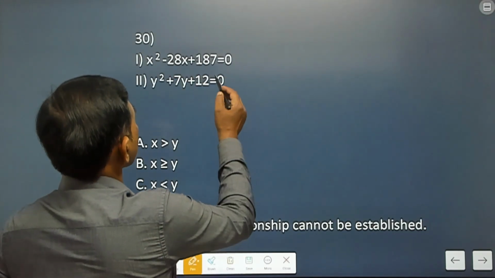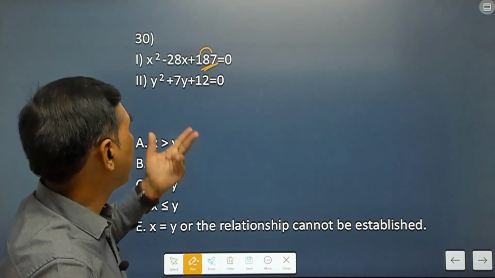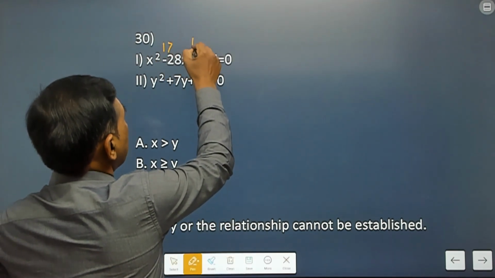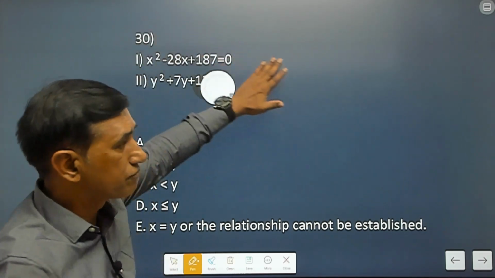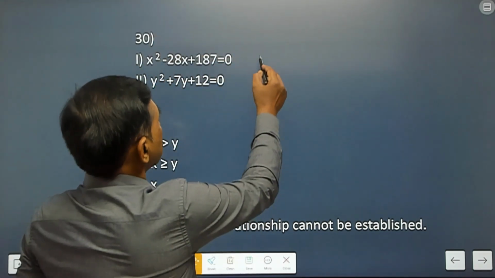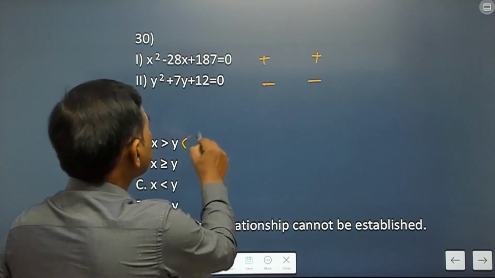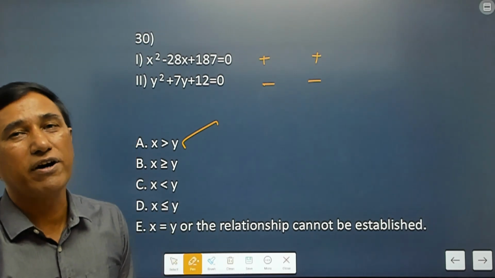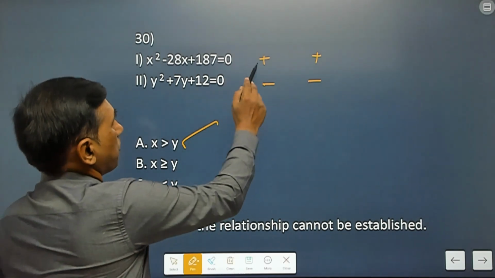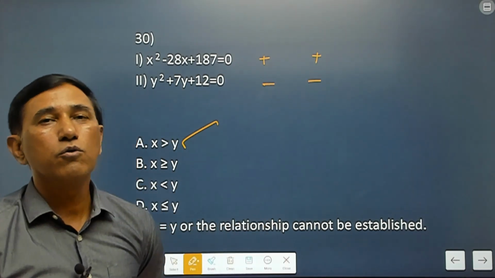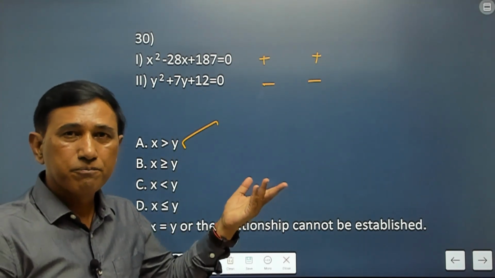Here again, 187, 1 plus 7, 8. So 11 has to be there. So this is 17 and 11. Okay, again you are doing a blunder. Well, see, this is plus plus, this is minus minus. So x has to be greater than y. You don't have to find out the root. Correct? Since it is plus plus, it is minus minus. So what's the need of finding the root? Plus will always be greater than minus.